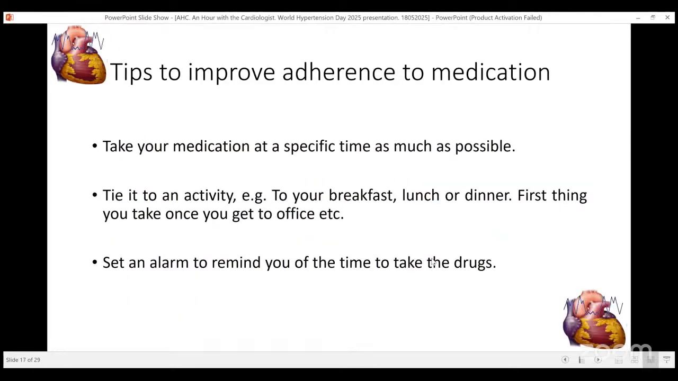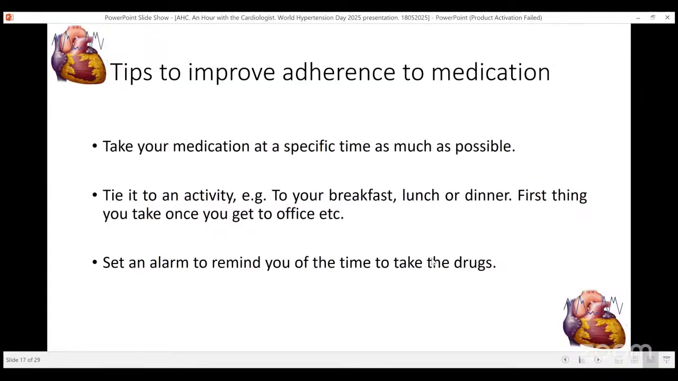So let's look at tips for improved adherence, because if you can take your drugs as prescribed, then it's very, very likely that you will be able to control your blood pressure. Take your medications at a specific time as much as possible. If it's morning, let it be morning. If it's night, let it be night. Don't just say, oh, anytime I remember, I'll just take it. No, fix it to a specific time as much as possible. That will help you to adhere to the medication.